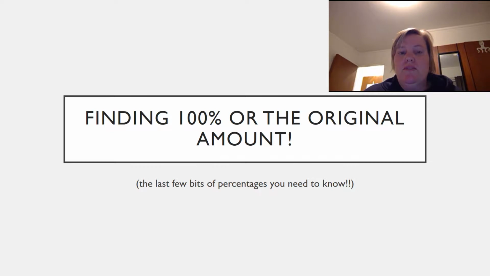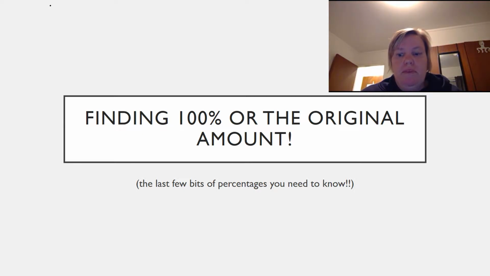Well, hello. This is really the last of the percentage things you need to know. And this one's kind of regarded as the hardest one because it's the hardest one to remember. But actually, once you've got the knack, it's actually quite easy. So this is finding the 100% or the original amount. Okay, so let's just get started here.